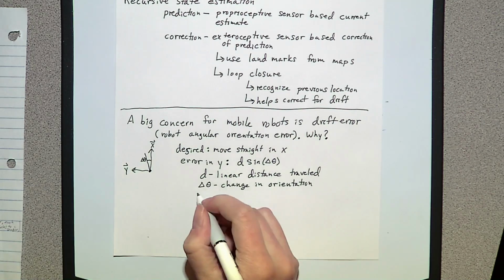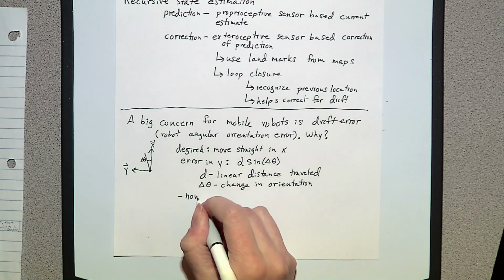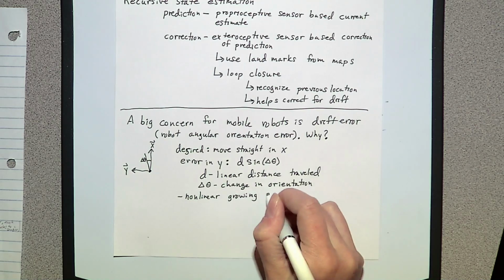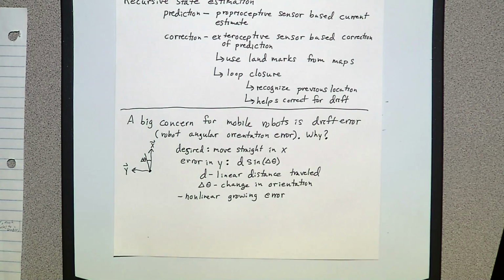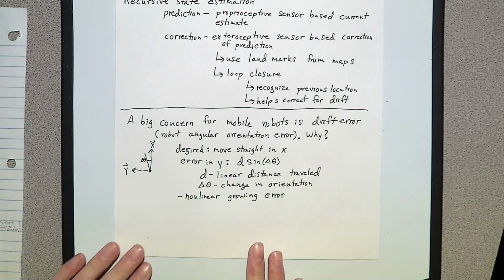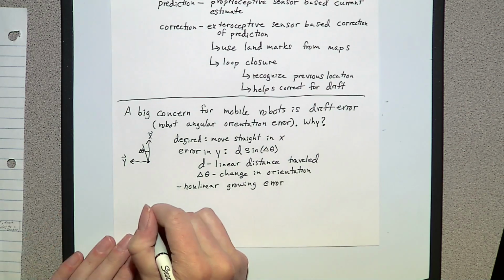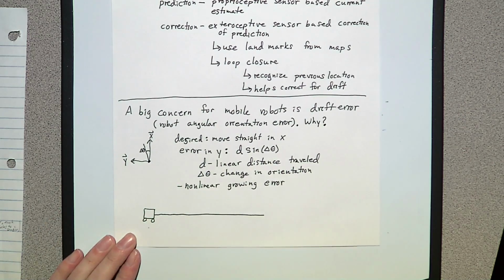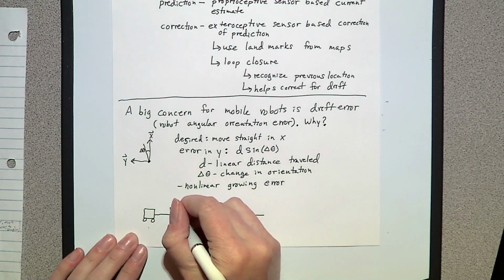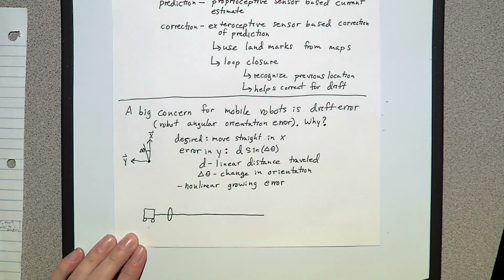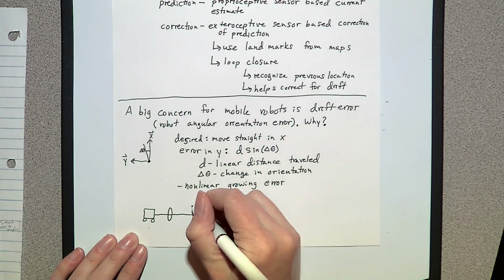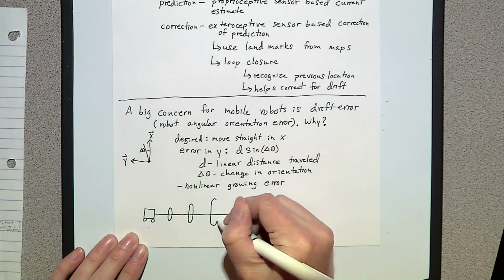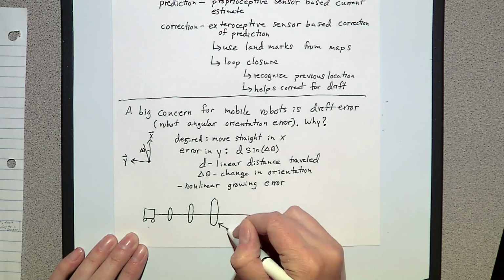And so this type of error is actually a non-linear growing error. And so what this means is that if I have my robot here, as I move along, where it actually is could be somewhere in this region. I move further, and now, well, it actually could be somewhere here. And as I go even further, we have this growing uncertainty.